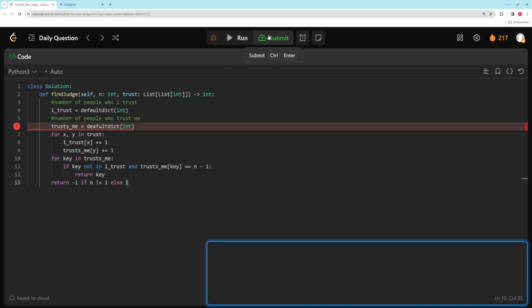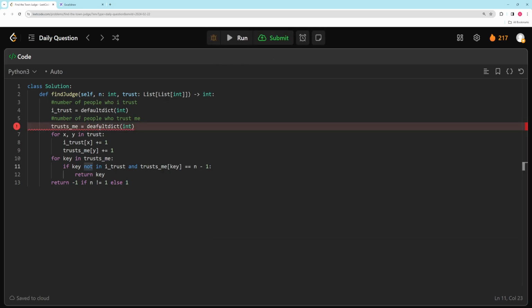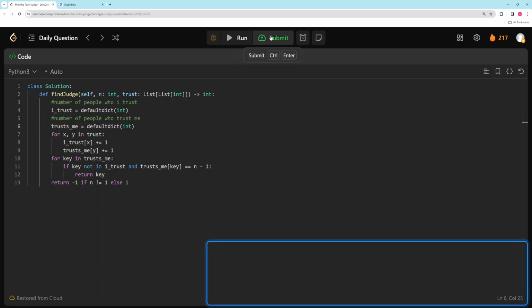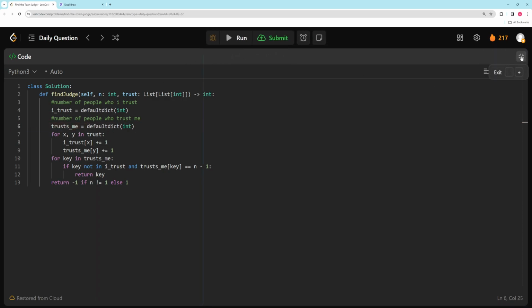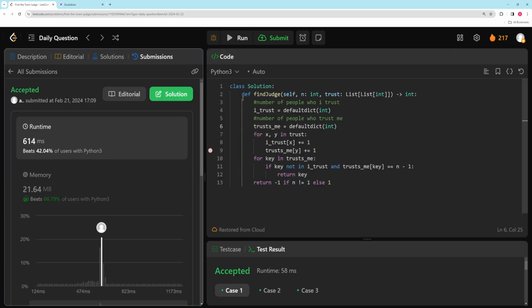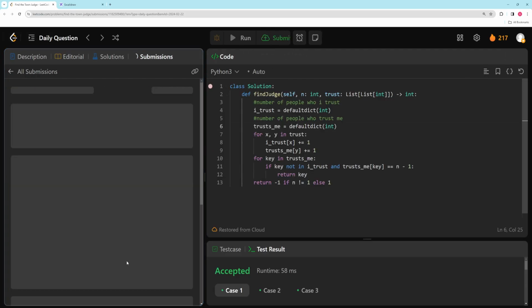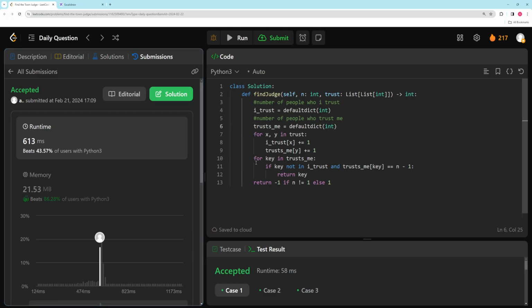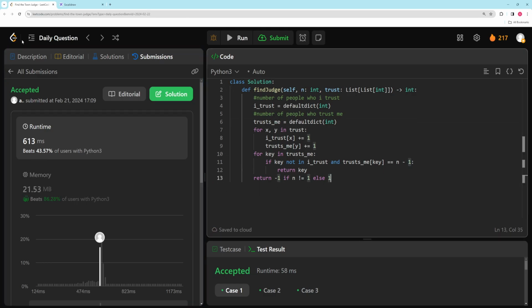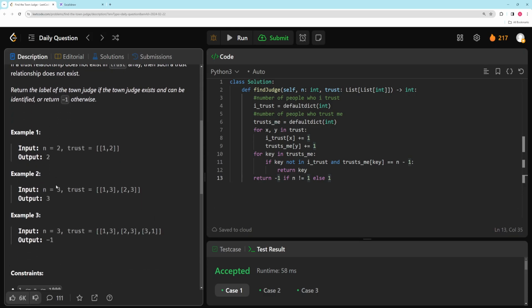So we can, let's see here. Trust, I probably misspelled it. All right, and there we go. And as far as the runtime, it's kind of all over the place. But in theory, this should be a little bit faster than going through 1 through 1,000. So let's actually take a look at this really quick.